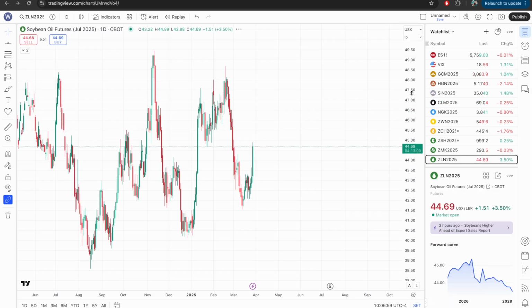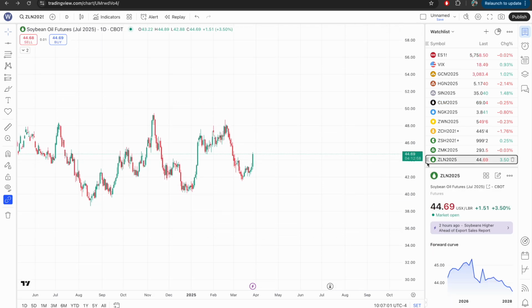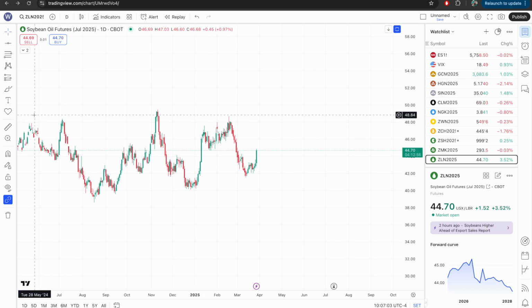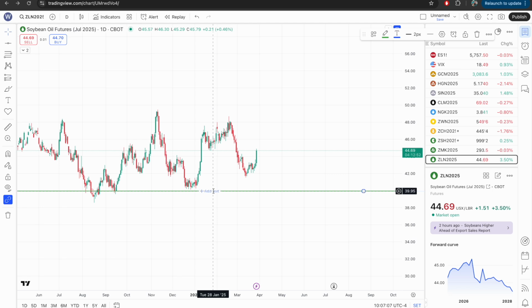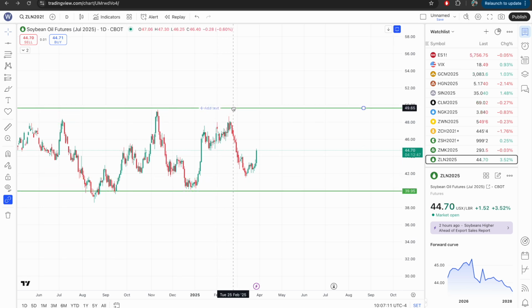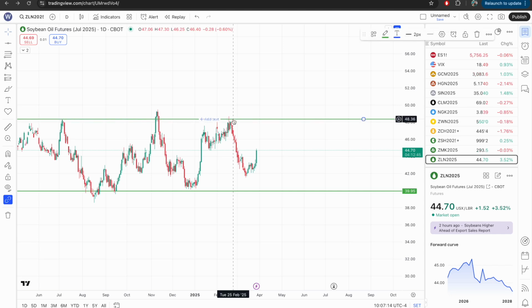Now let's take a look at soybean oil. So ideally, the range for us to be able to open a position safely will be something like that, give or take, or maybe something like this.